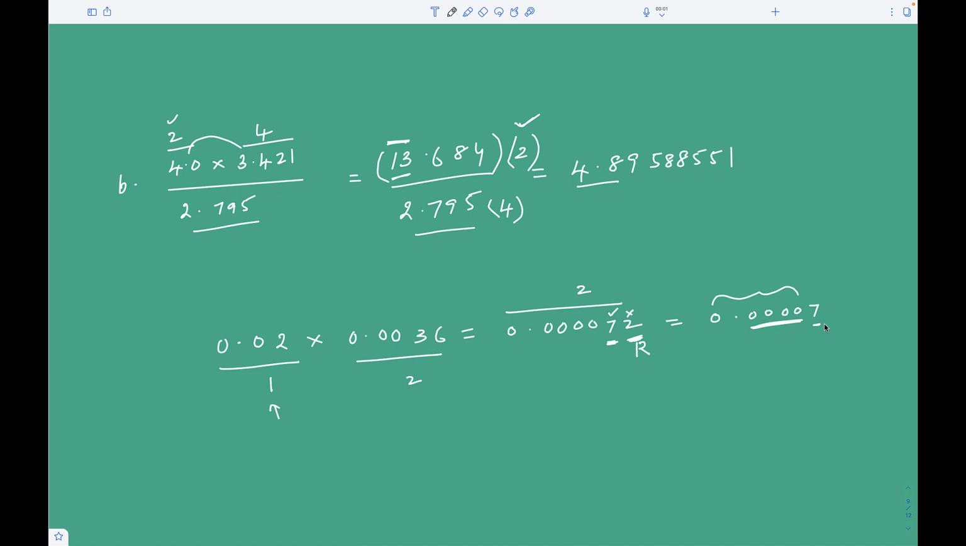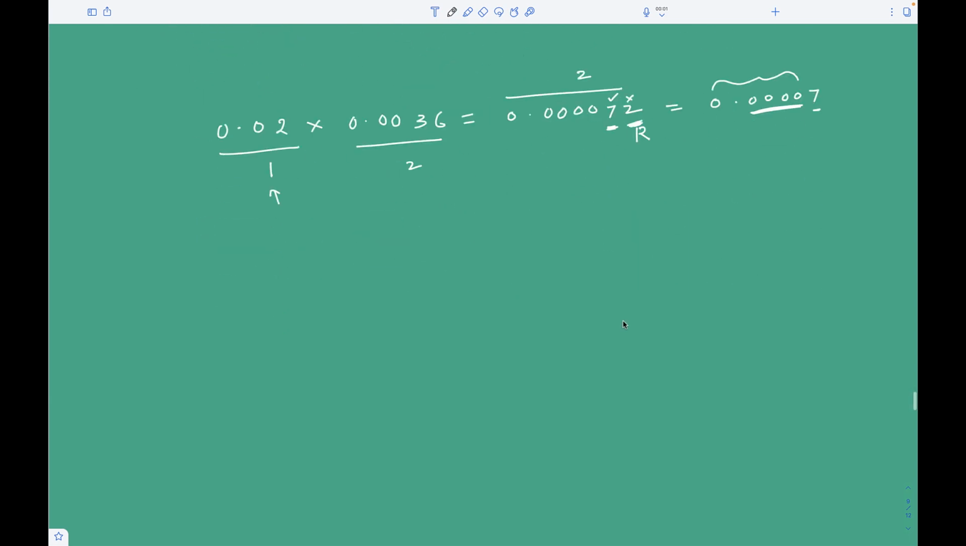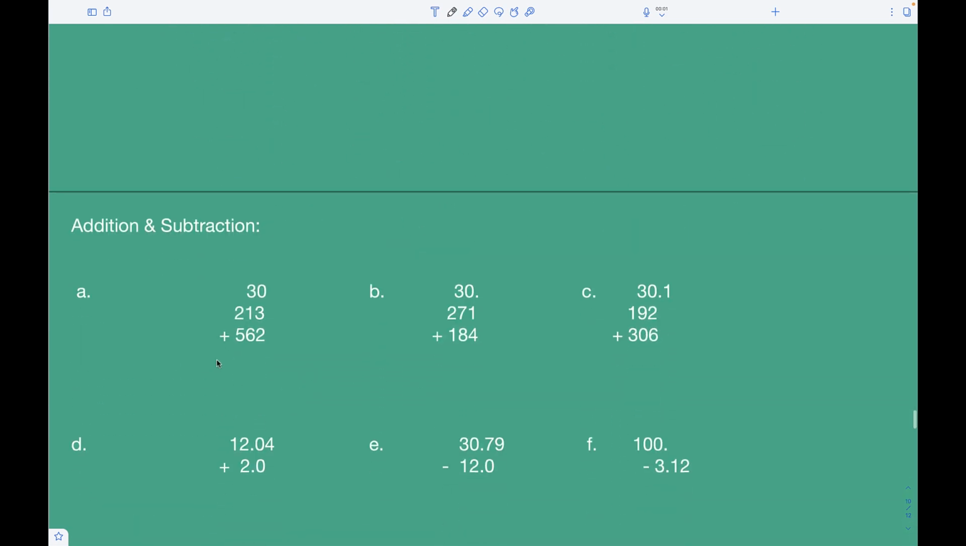So try to understand this. If you don't understand this, you might have some difficulty understanding addition and subtraction with measurements. Now let us do some additions and subtractions. In the first example, we have to add these three measurements, and when you add them, you would get 805. Now the question is, does this result have the correct precision, or do we have to round it based on the measurements that we added?